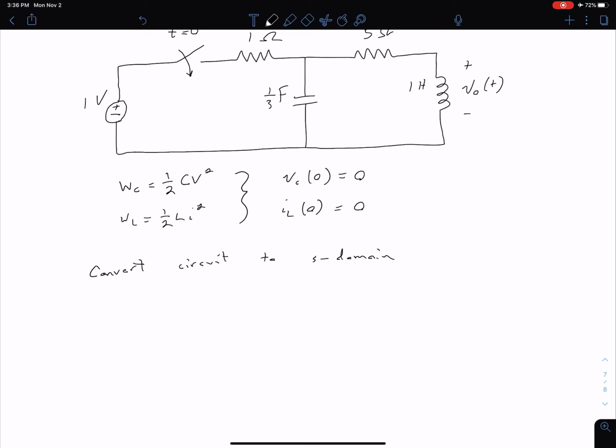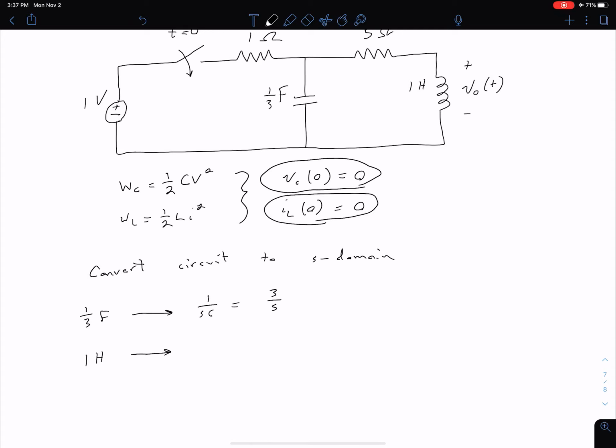So for instance, our capacitance, we have 1/3 farad in our time domain. And so if we change that to the S domain, because we have this zero initial voltage, we're not going to have a current source or voltage source, we're just going to have the impedance of 1/SC. And so plugging in the value of 1/3 for C, that becomes 3/S. Now for our 1 Henry inductor, we have a similar thing. Because we have this zero initial current, we're going to have just the impedance of SL. So plugging in a value of L equals 1, we see our impedance is just going to be S.